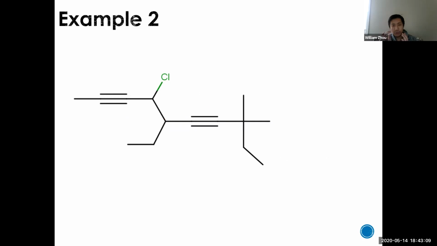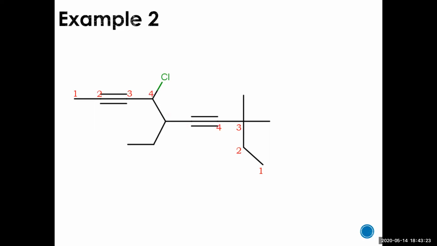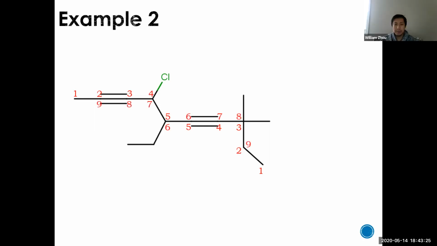All right, so what if you have 2 triple bonds? With a question like this, again, you have to identify the longest chain. You have to include all of the triple bonds. And you can count from the left side or the right side. All right, and obviously one side is preferred over the other. It's very clear that if you count from the left side, you have the triple bonds at 2 and 6. Whereas if you count from the right side, you have 4 and 8. And 2, 6 is smaller than 4, 8. We're going to count from the left side.